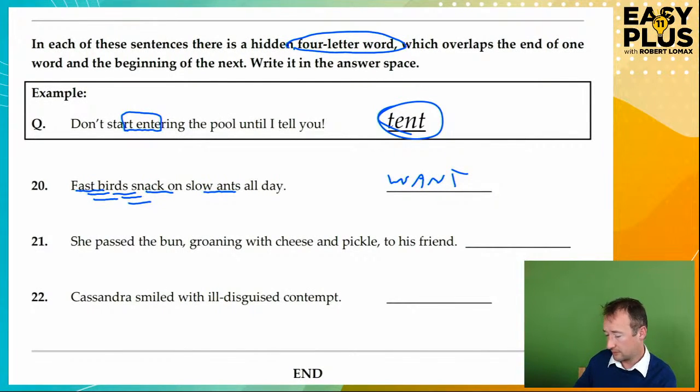She passed the gun. Okay, I'm gonna do this more quickly. Shep, hepa, epas. Theb, hebu, ebun. It's quite fun doing these. Bung, ungro, hang on. Bung. That's a word.